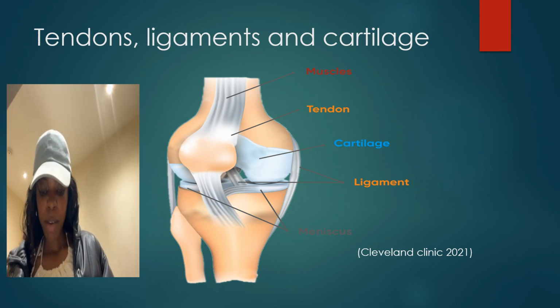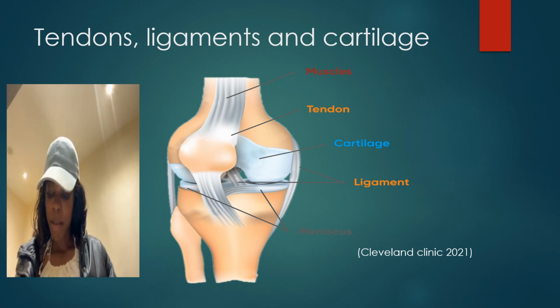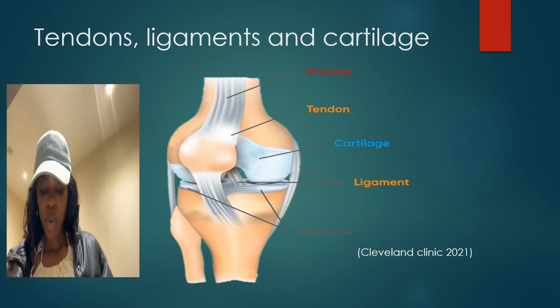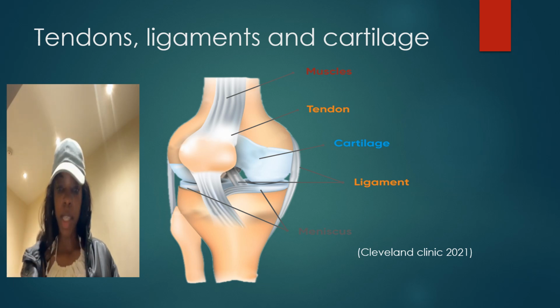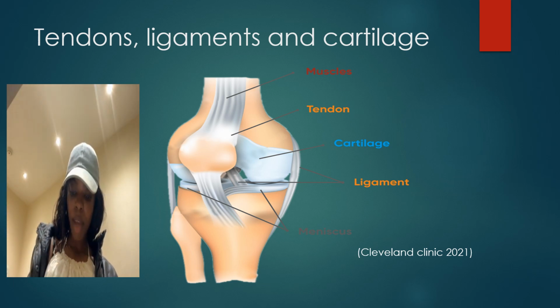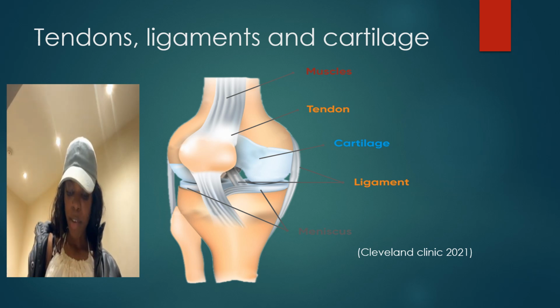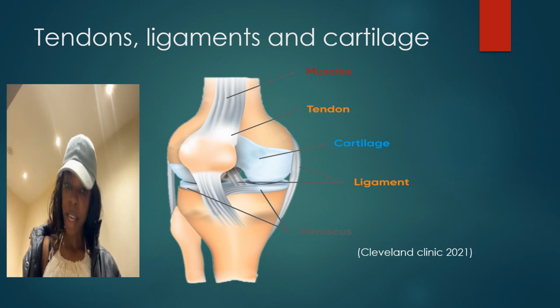Then secondly, we have ligaments. Ligaments are tough elastic bands with collagen fibers running in multiple directions. Their function is to connect bone to bone, providing stability to joints. Then lastly, we have the cartilage, which is a flexible rubbery tissue that is smooth and elastic.